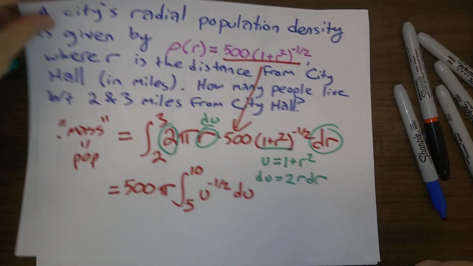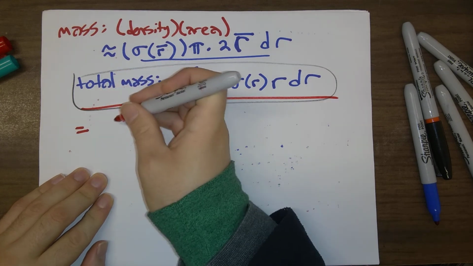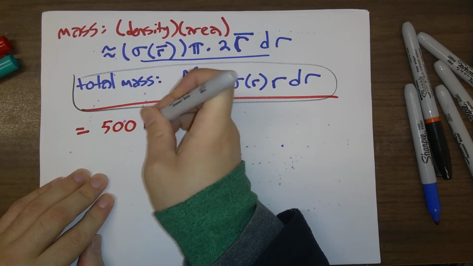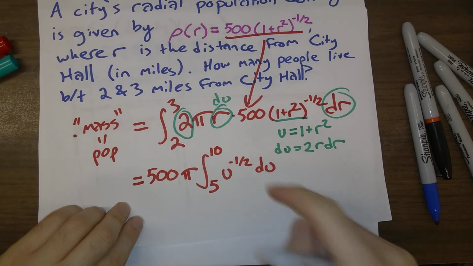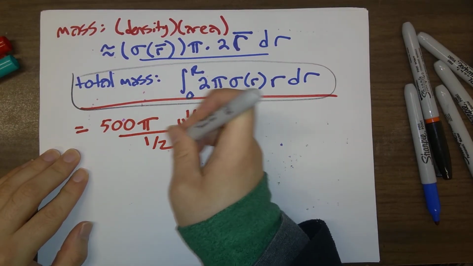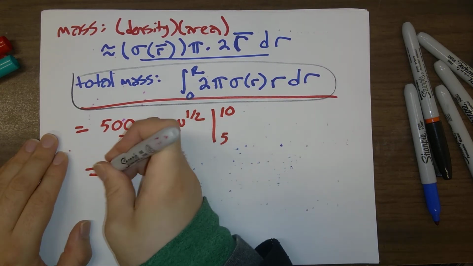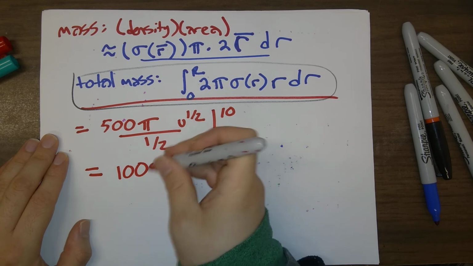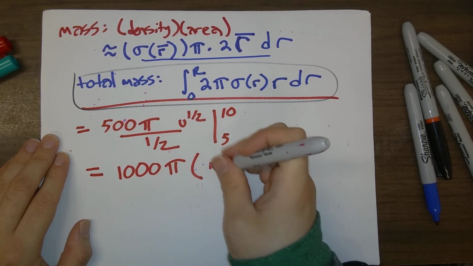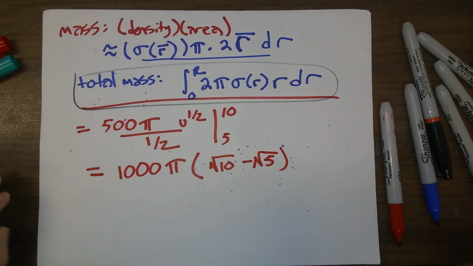So here is our calculation we have to do to finish this off. That is going to be 500 pi. The integral of u to the minus 1/2 is u to the plus 1/2. And then we divide by 1/2 and plug in 5 and 10. And so this is 1,000 pi times square root 10 minus square root 5. Obviously, we can easily plug that into a calculator to get our estimate, because we were counting people here.